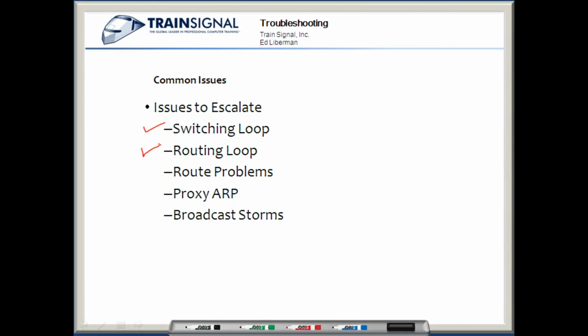A routing loop is sometimes created by the next problem, which is route problems. They're kind of related. A routing loop, to be specific, has to do with, well, just kind of like what it sounds like. It means that you have routers that are configured in a way that you end up sending a packet from one router to the next, to the next, to the next, and then back to the first. And you just got to keep going round and round, meaning you never get to an actual destination. Well, that is created because of route problems.